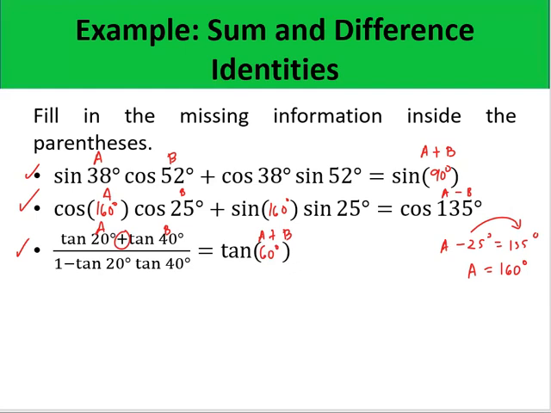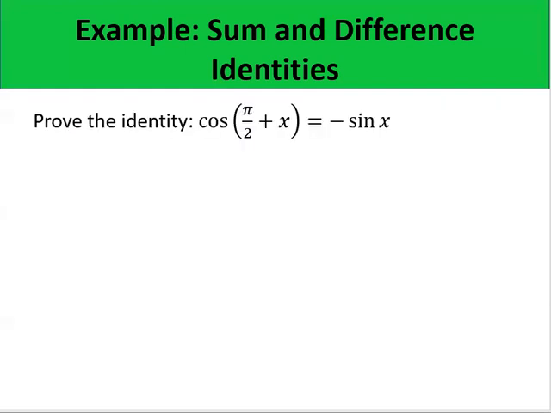Now, for the next set of examples, we shall prove identities that will involve the different sum and difference identities. So let's take a look at the following problem. Cosine of pi over 2 plus x is equal to negative of sine x. So this is our left-hand side, and this is our right-hand side. From the left-hand side, we see that cosine has a sum parameter, pi over 2 plus x.